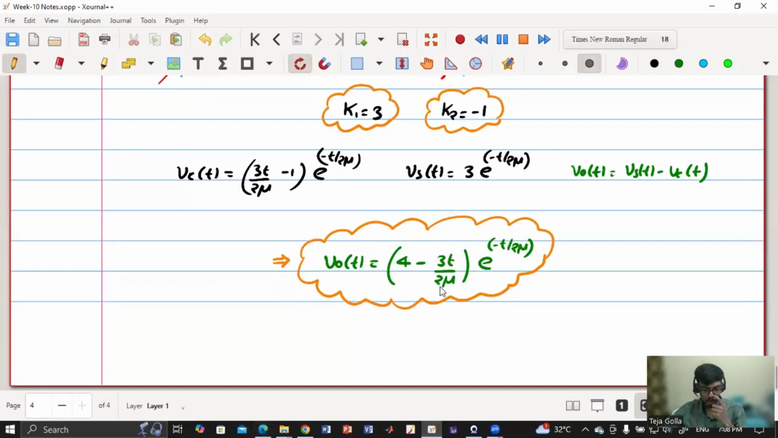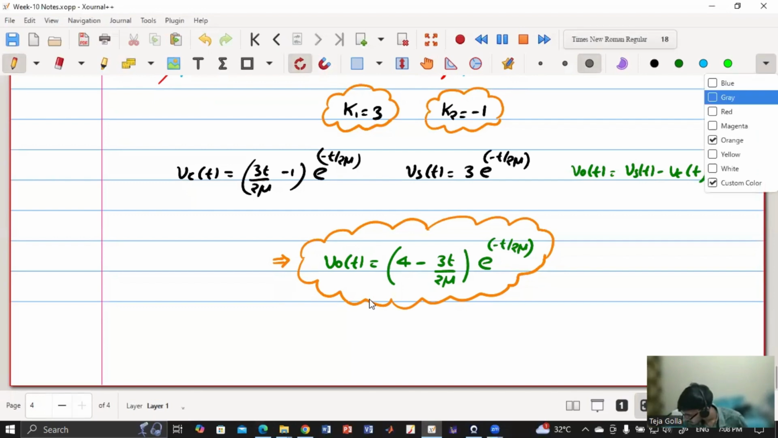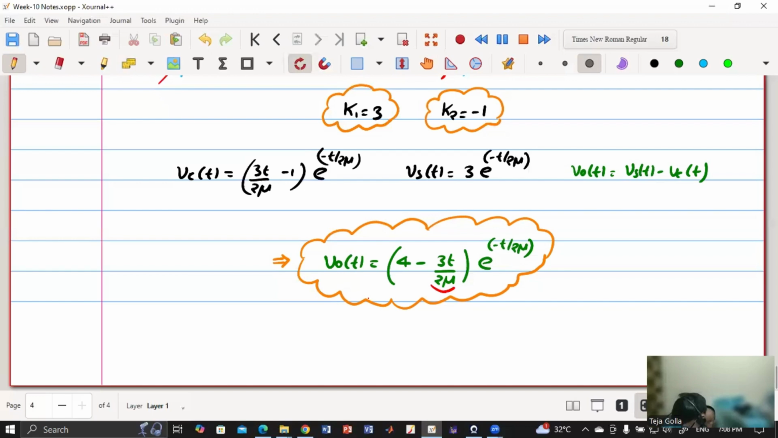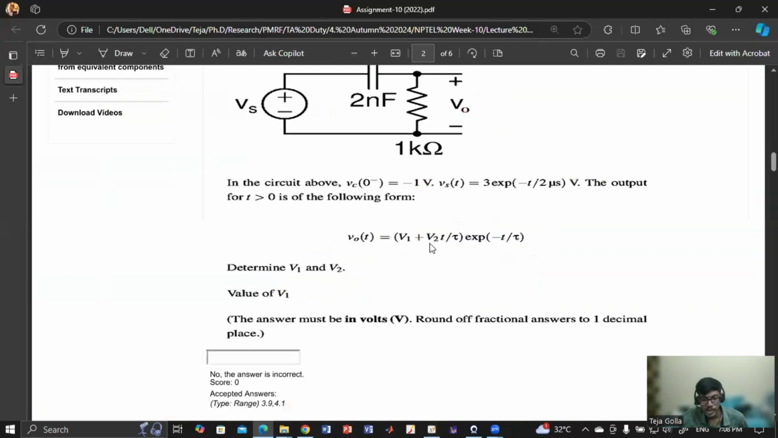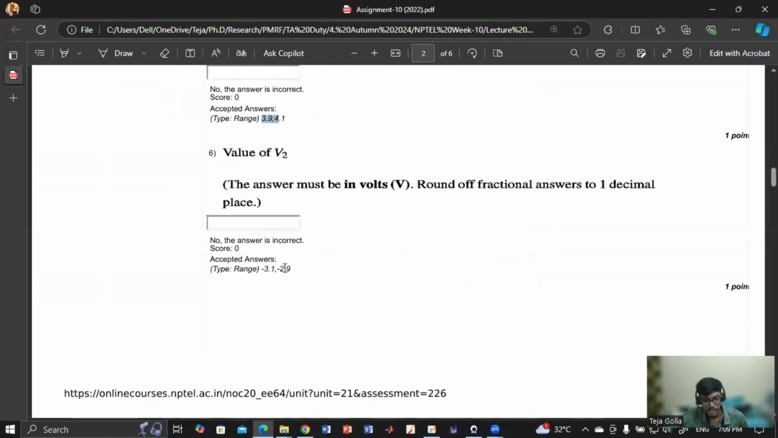So tau is 2 micro. So what is V1? What is V2? Anyone? Someone has mentioned V1 is 4 minus 1.5. No, no. Maybe let me write this. So this entire thing is tau. So V1 is 4 and V2 is minus 3 because they have written V2 into t by tau. So please be careful. So V1 is 4 and V2 is minus 3.